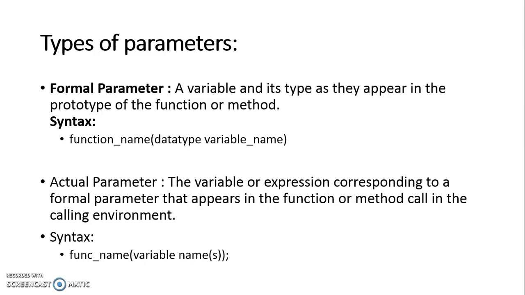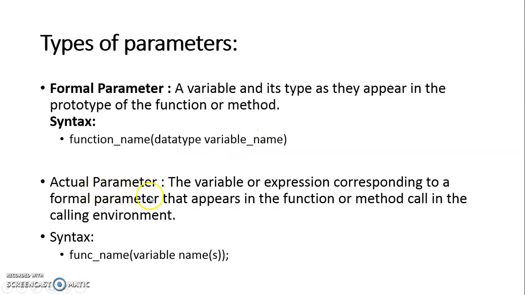As we have seen in the previous slides, there is a concept of actual parameters and formal parameters. What are they? Formal parameters are a variable and its type as they appear in the prototype of the function or method. Those parameters are known as formal parameters, that is, parameters related to your callee function. The syntax of a formal parameter is the function name and the parameter passed, with data type and its variable name.